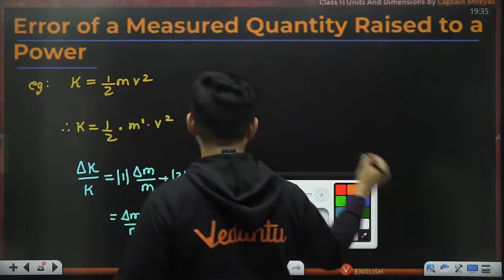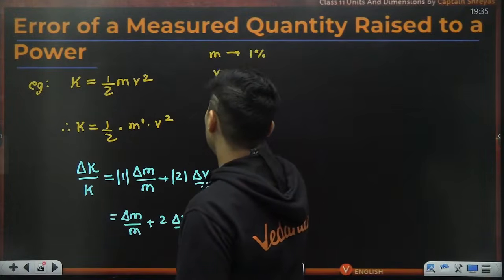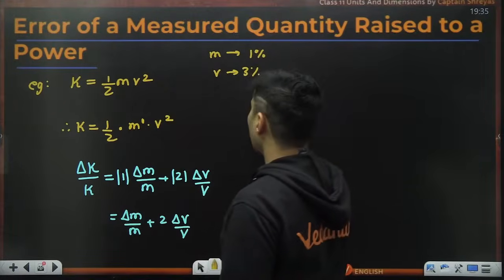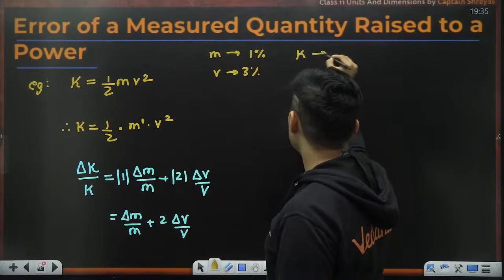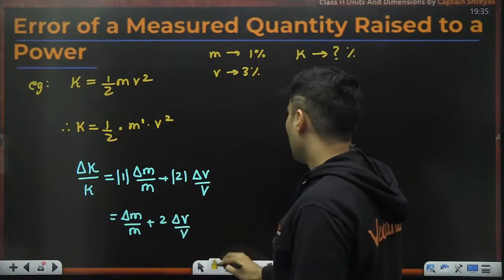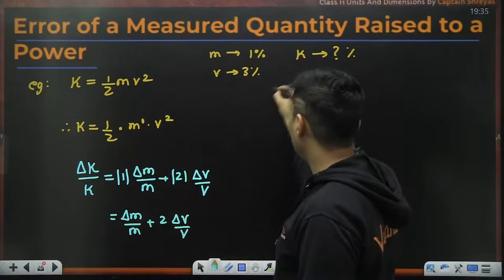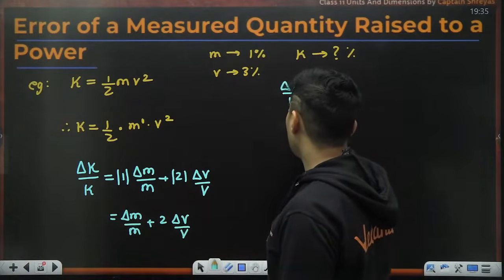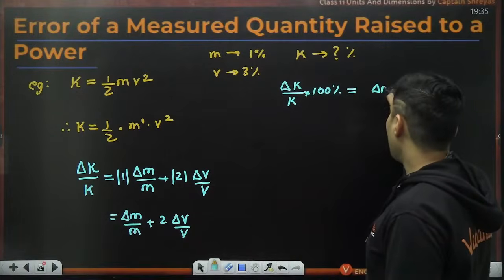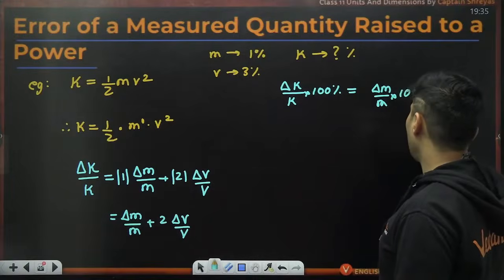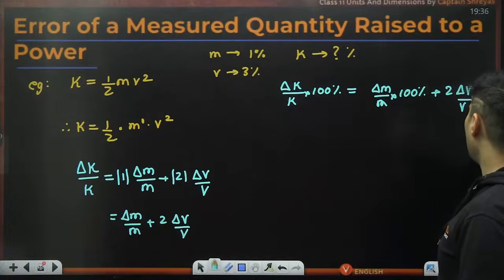So say for example, it was given that the mass has 1% error and the velocity has 3% error. Then can you find the kinetic energy error? How much percentage error is there? Well, if you go to this particular thing, just multiply by 100. Delta k by k multiplied by 100 is equal to delta m by m multiplied by 100 plus 2 times the delta v by v multiplied by 100.